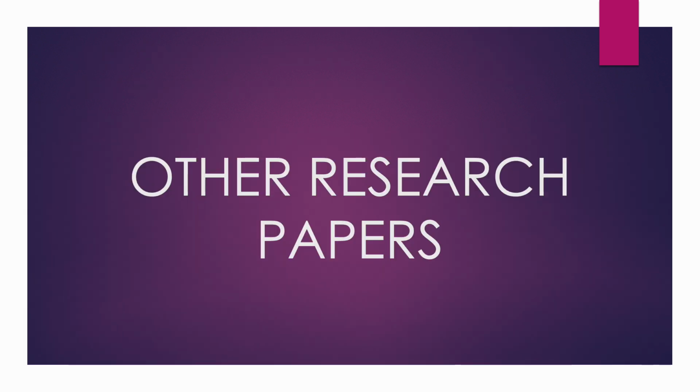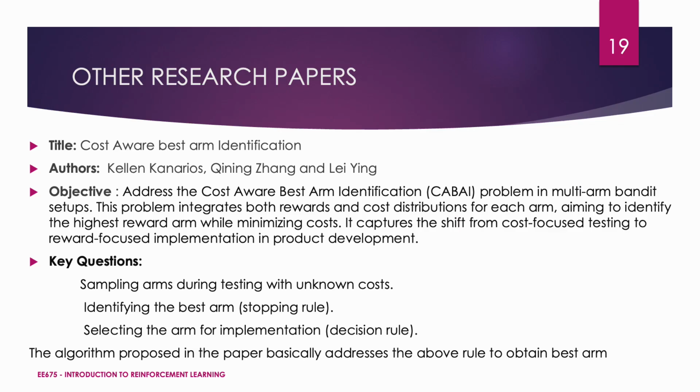Now I will briefly explain the other research papers that we have studied for a better understanding of our topic. The next research paper is titled Cost-Aware Best Arm Identification, which delves into the challenging problem of integrating cost considerations into the best arm identification process for a multi-armed bandit setup. Traditionally, multi-armed bandit algorithms focus solely on maximizing rewards without considering the associated costs.